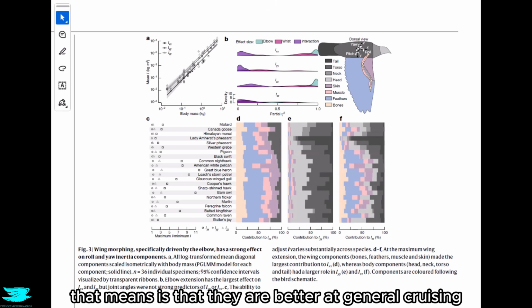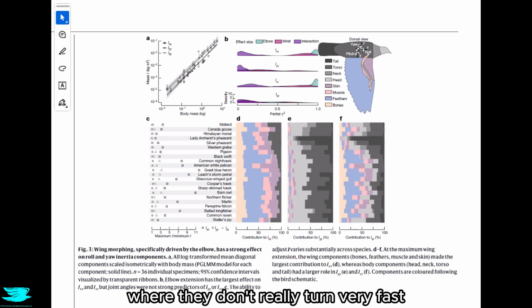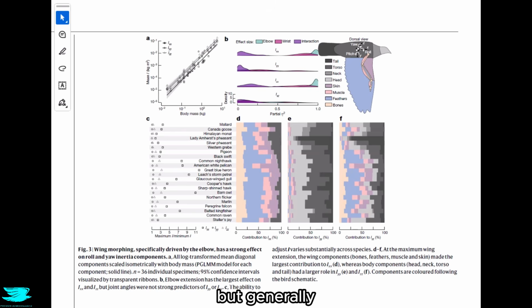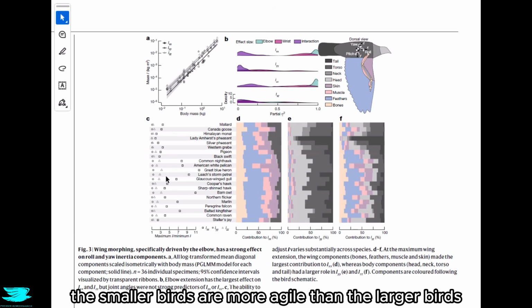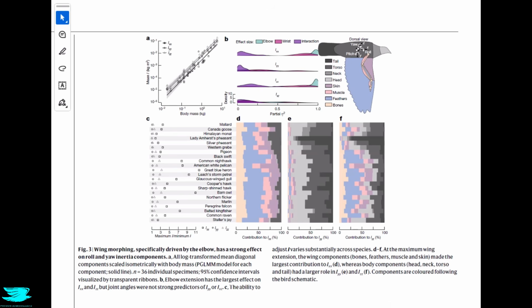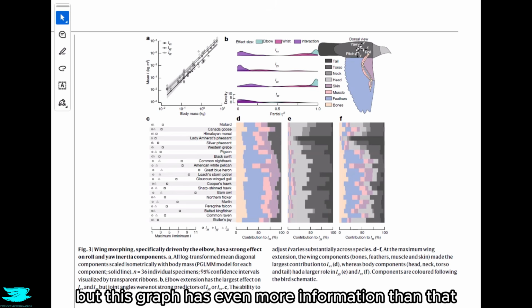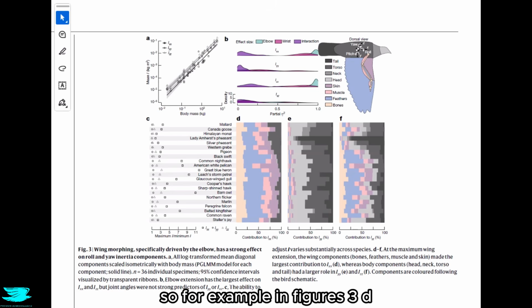So what that means is that they are better at general cruising where they don't really turn very fast, they just do it gently either through rolling or yawing. But generally the smaller birds are more agile than the larger birds. But this graph has even more information than that.